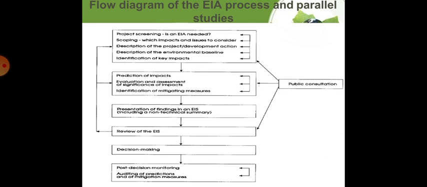As you can observe in this diagram, public consultation involves: project screening, is an EIA needed; scoping, which impacts and issues to consider; description of the project development action; description of the environmental baseline; identification of key impacts; prediction of impacts; evaluation and assessment of significance of impacts; identification of mitigating measures; presentation of findings in an EIS including a non-technical summary; review of the EIS; decision making; post-decision monitoring; auditing of predictions and of mitigation measures.